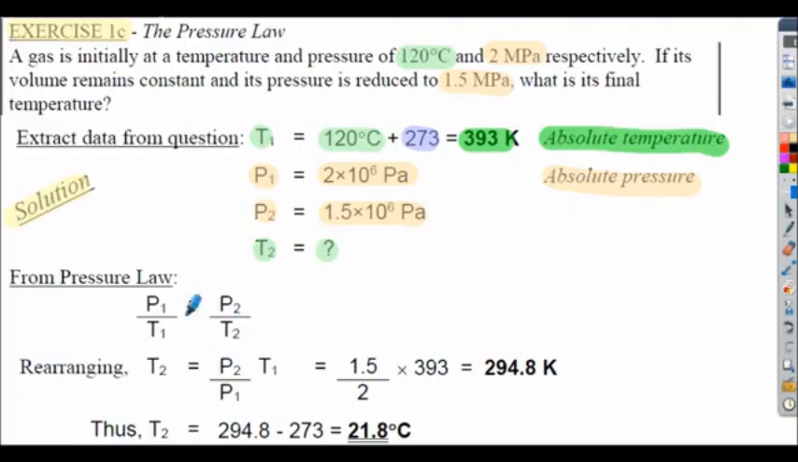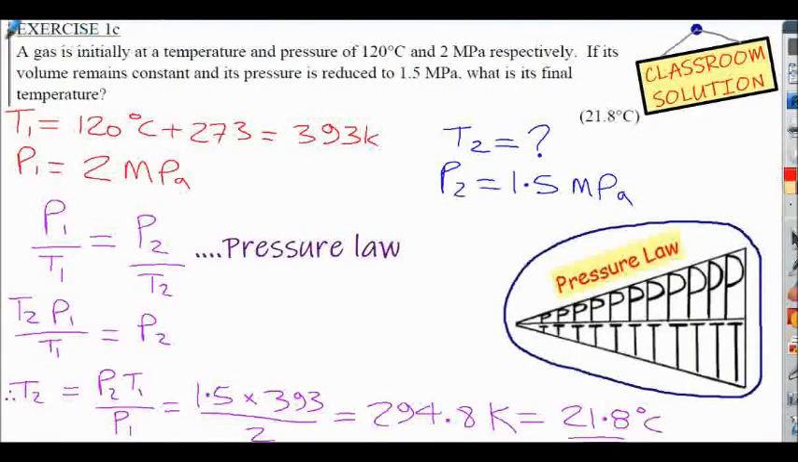So from the pressure law, we need to rearrange for T2, so you multiply both sides by T2, divide both sides by P1, and multiply both sides by T1. Inserting the values, we find the temperature T2 in terms of K, and of course to determine T2 in terms of Celsius, we now subtract 273 from the K value to get our temperature in degrees C. So that's the solution for exercise 1C. Here's exercise 1C. This is the classroom solution worked through during the lecture with the students. Shows the transposition of the pressure law for T2.